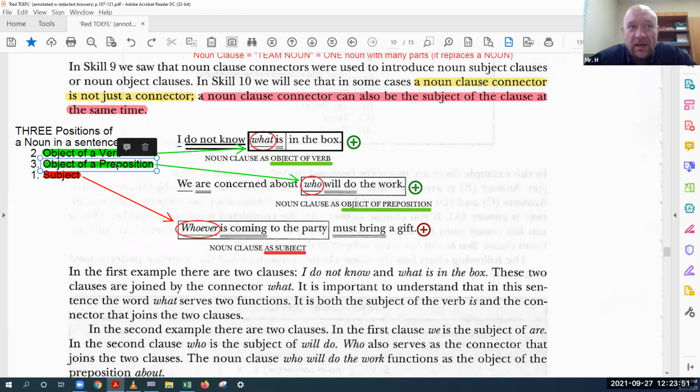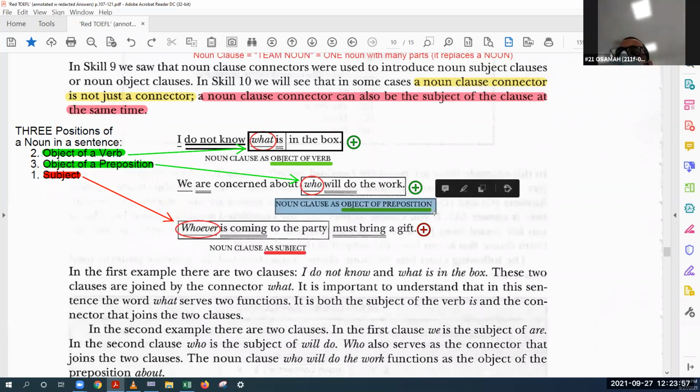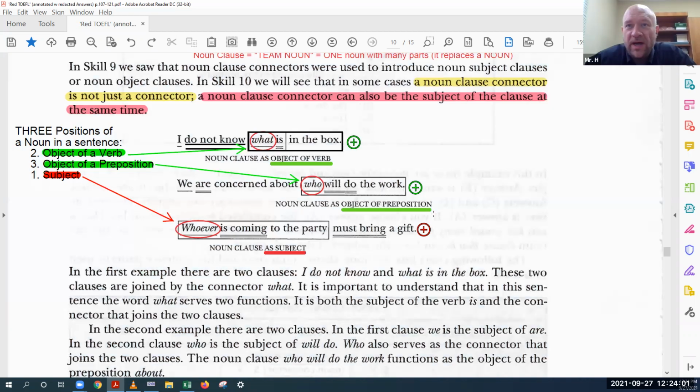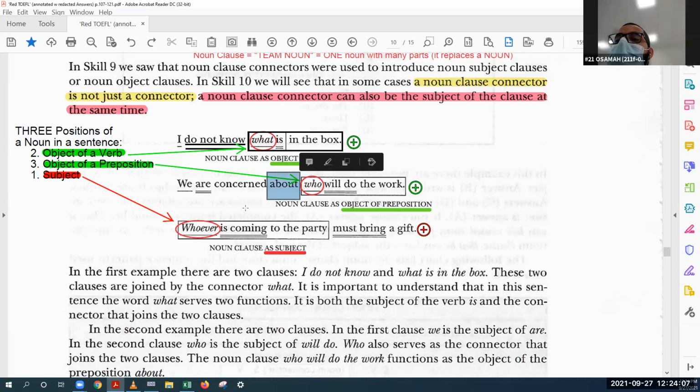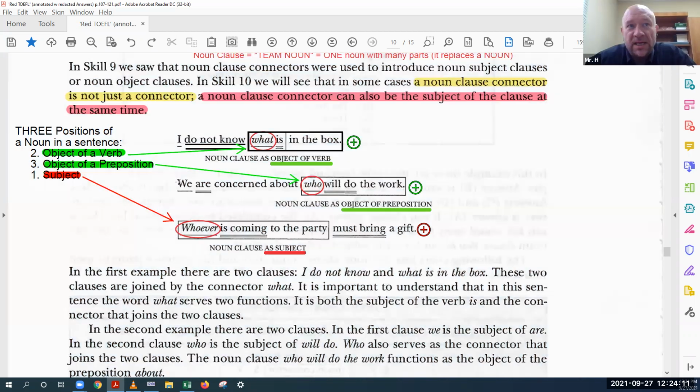Yeah, formula 3. And why? Because it's the object of a preposition. Why do we say that? Why do we say it's the object of the preposition? Because it follows a preposition. Exactly. Can you explain each part in the formula?